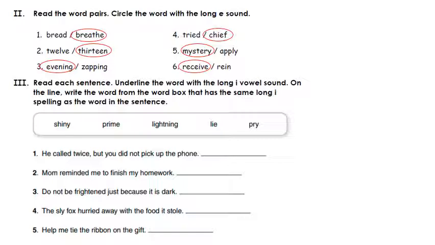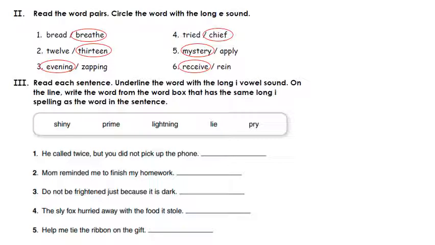Shiny, here I have the vowel letter I stands alone. Prime, here I have I, consonant silent E. Lightning, here I have IGH. Lie, here I have IE, that gives me the long I sound. And the pry, I have the letter Y at the end of the word that gives me the long I sound.